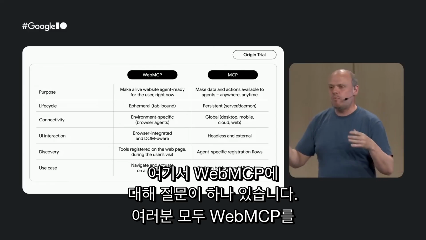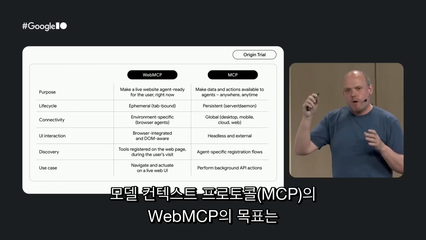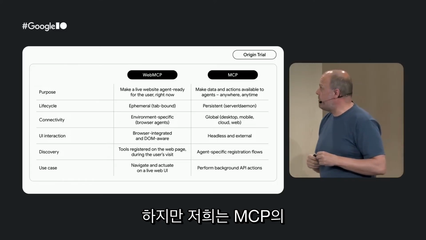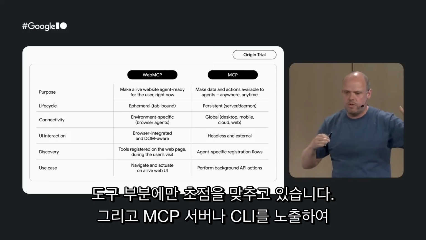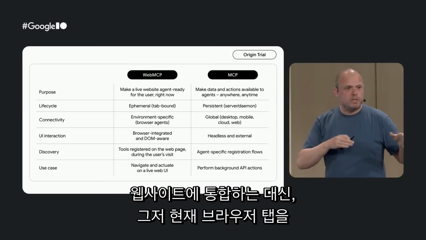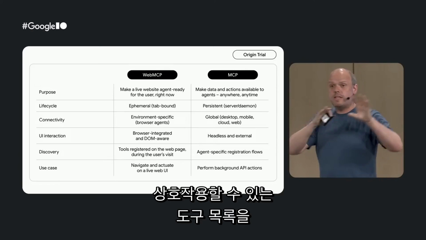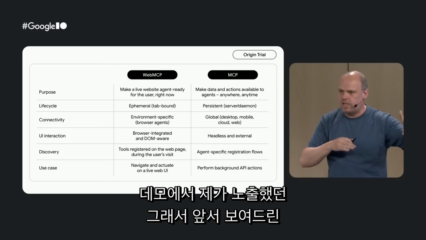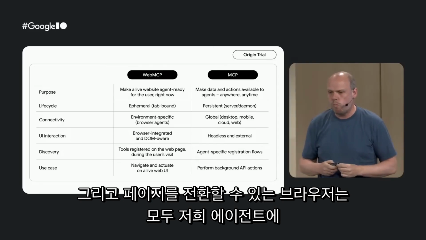So with WebMCP, our goal here is to integrate many of the learnings from the Model Context Protocol. However, we're only focusing on the tools part of MCP. And instead of having to expose an MCP server or a CLI and then trying to work out how to get that to integrate with your website, you're just exposing your current browser tab, and that is able to share a list of tools that the agent can then interact with on your site. And so in the demo that I showed earlier, I exposed the light switches, the actual machine, the browser so you can change pages. They were all the types of tools that I exposed to the agent.